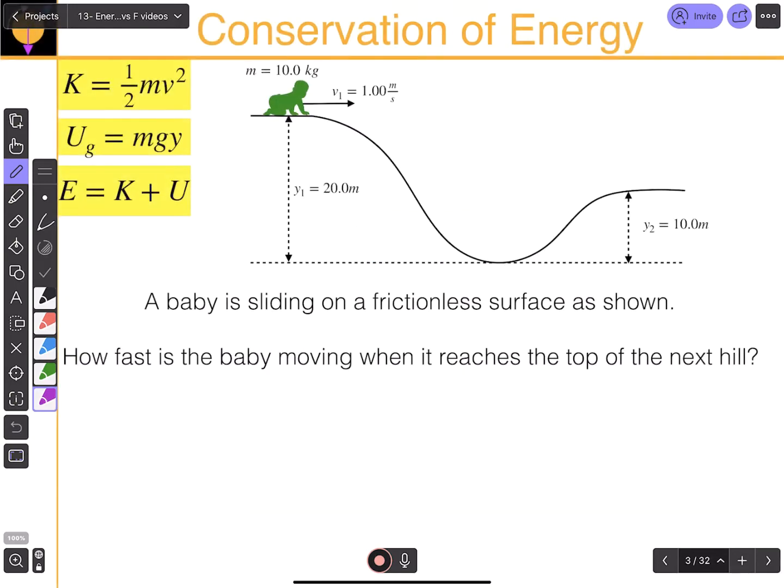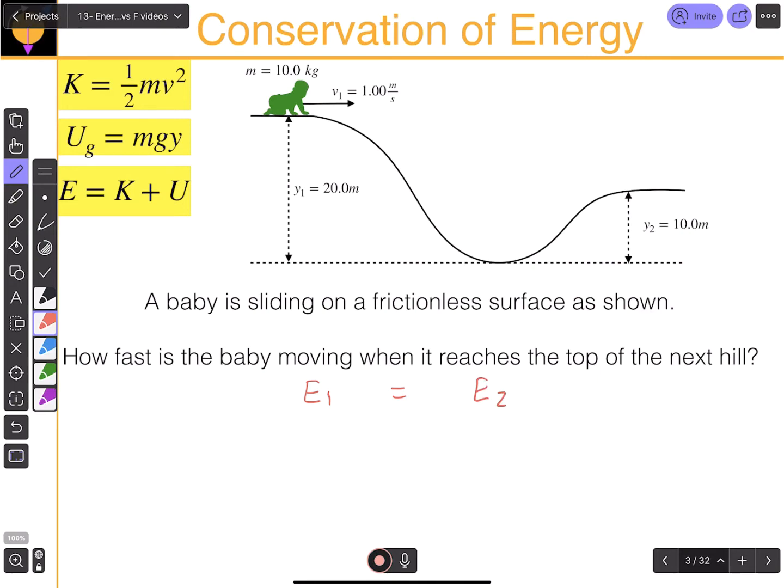A simple example of that: I have a baby on a hill, a 10 kilogram baby moving at 1 meter per second, sliding on a frictionless surface as shown. We're asking how fast the baby is going when it reaches the top of the next hill. So we figure out the total energy initially at point 1, and the total energy at point 1 will be equal to the total energy at point 2.